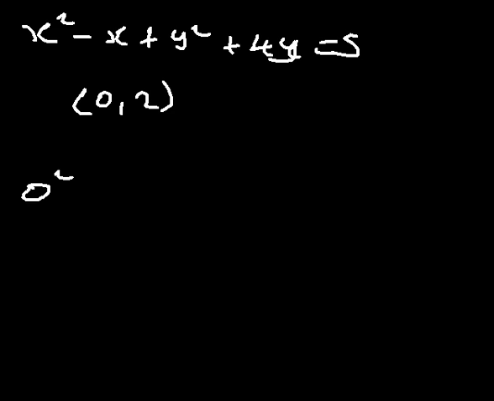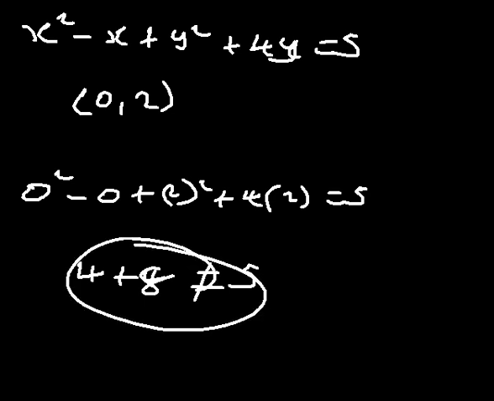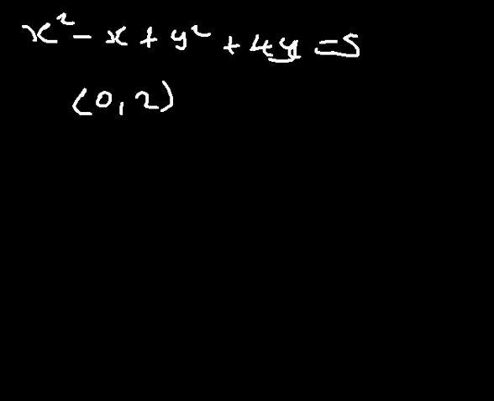So we have 0 to the power 2 minus 0 plus 2 to the power 2 plus 4 times 2, which is equal to 5. So now we have 4 plus 4, so that is 8, which is not equal to 5. Since this is not true, it means the point is not within the circle. Since the right hand side is not equal to the left hand side, the point is not within the circle.